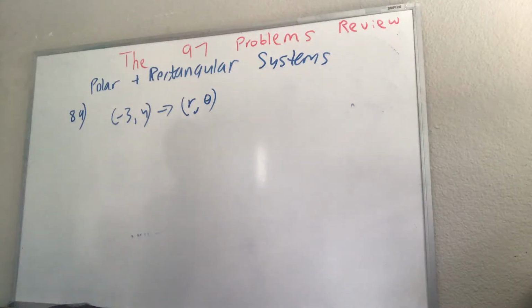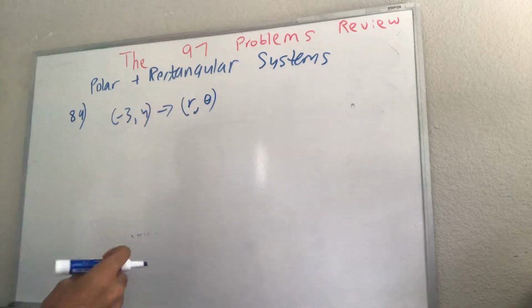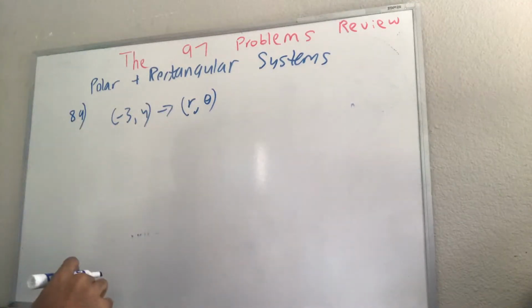So here I have question number 89. We want to convert from rectangular units to polar, right? So we have -3, 4. We want to convert that into the form r, theta.